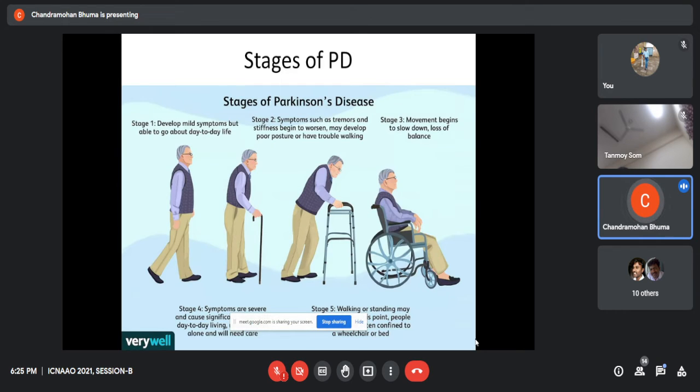So these are the stages of Parkinson disease. Developing stage 1: mild symptoms, but they are able to go about day-to-day life. Then tremors and stiffness begin to worsen, with poor posture or trouble in walking. Movement begins to slow down in the third stage. In the fourth stage, symptoms are severe, and in the fifth stage, walking or standing is almost impossible. Most of the time, these old age people are confined to a wheelchair or a bed.